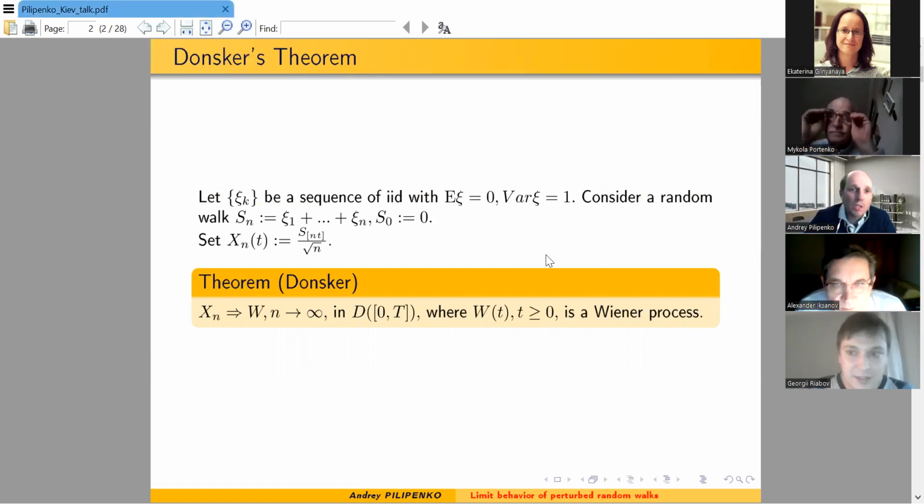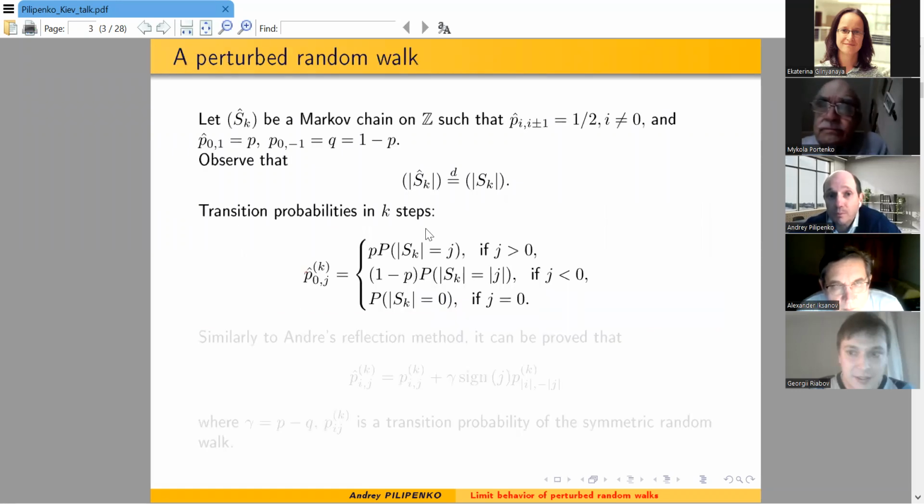Today I will consider functional limit theorems for perturbed random walk. To warm up, let us consider the very simple case when we have just the usual random walk with zero mean and variance one. It's well known that if you scale time and space properly, then this scaled random walk converges in distribution to the linear process.